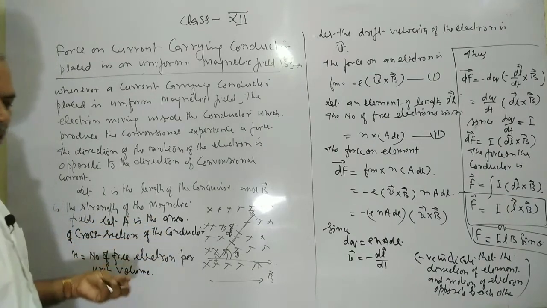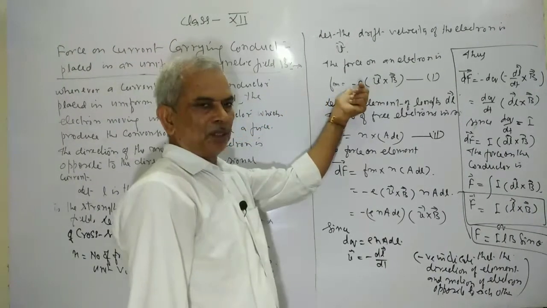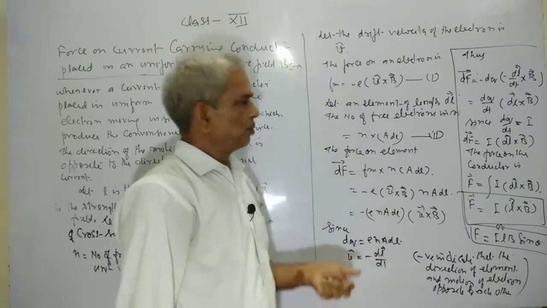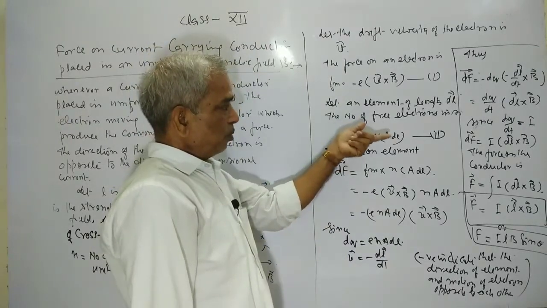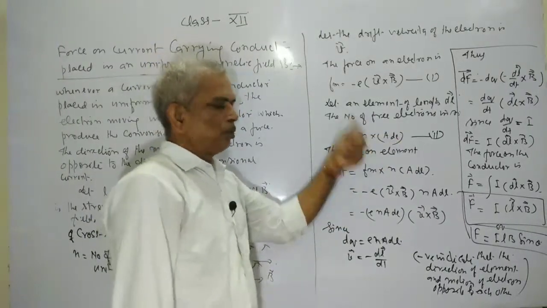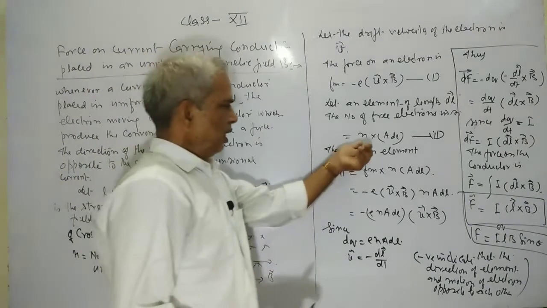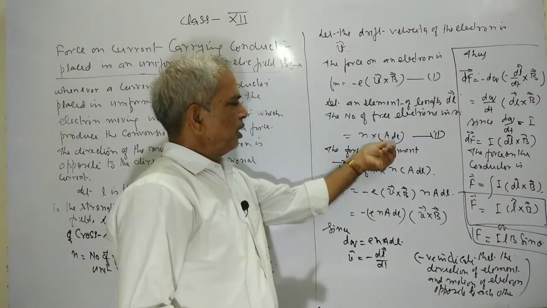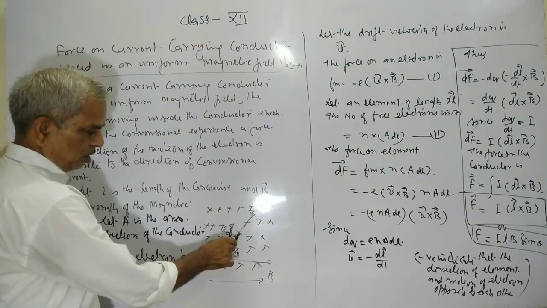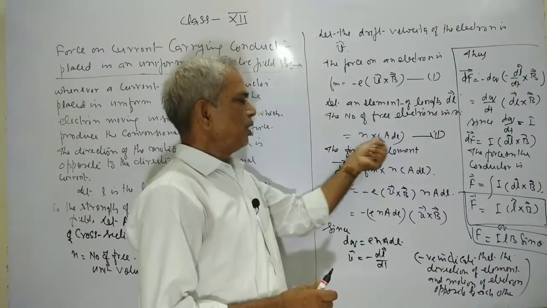The motion of the electron and the element are just opposite to each other. The force on one electron is minus e v cross B. The number of free electrons inside the element is the volume times n, the number of free electrons per unit volume, and A dl is the volume of this element. So the net number of free electrons is n A dl.